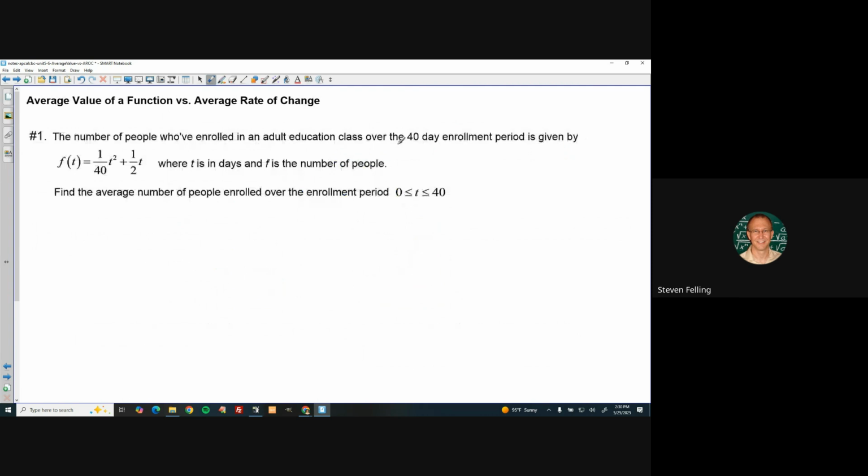Okay, so here's an example. The number of people who enrolled in an adult education class over the 40-day enrollment period is given by this function, where t is in days and f is the number of people. Find the average number of people enrolled over the enrollment period. Average number of people, so that's an average value.